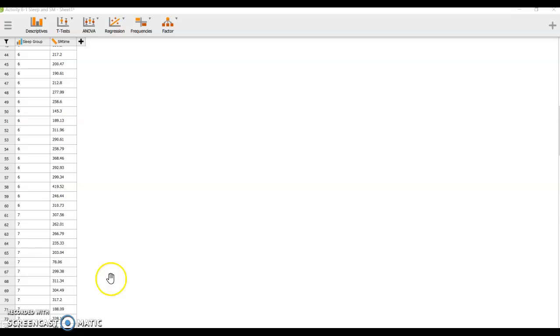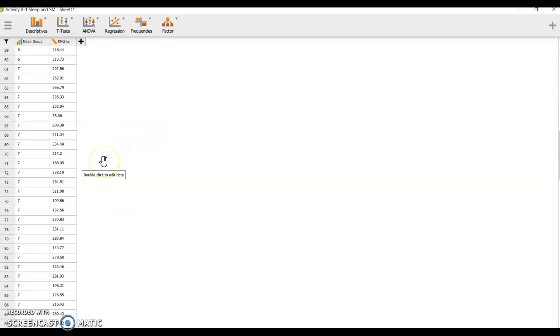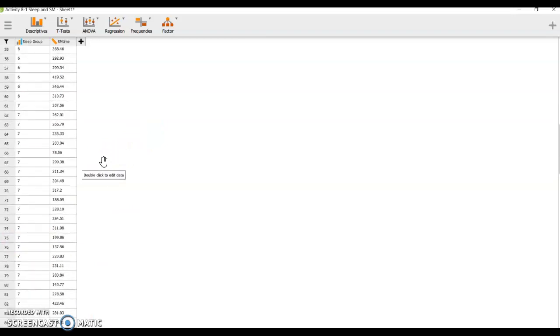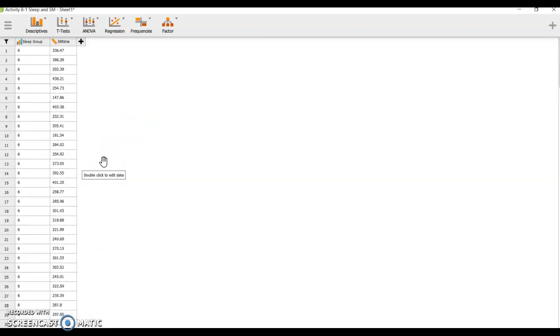If you look at your data file here, you can see that we have 60 people per group. If you scroll through there, we have 60 people per group for 180 total, which means we have a reasonably large sample size and are pretty confident in that normality assumption.